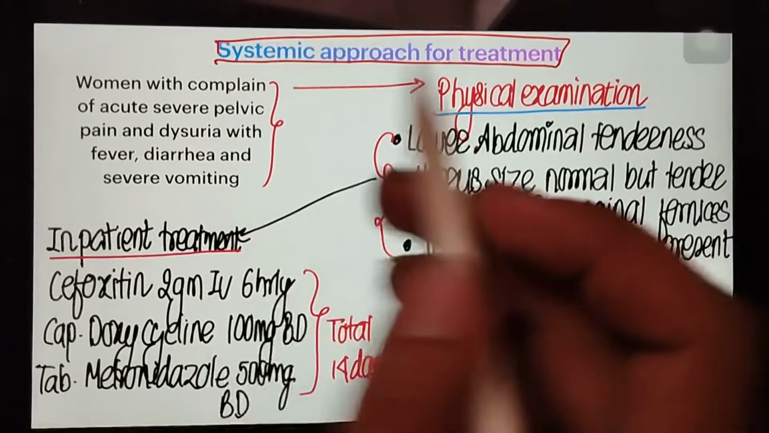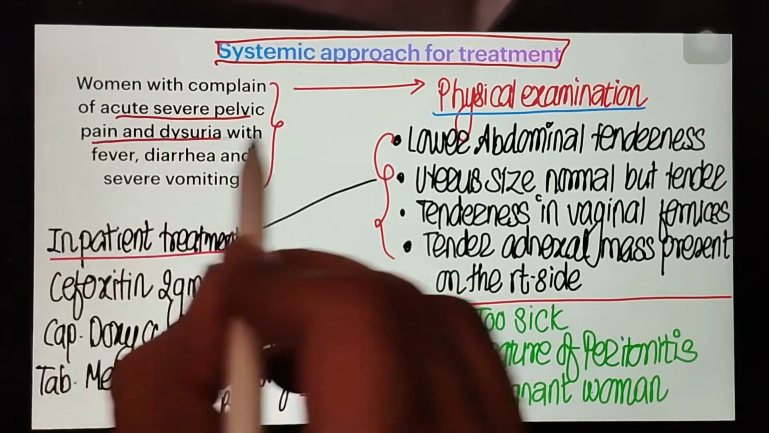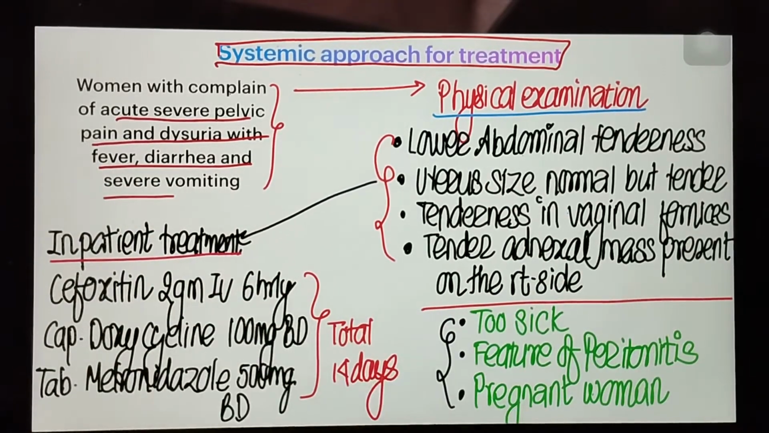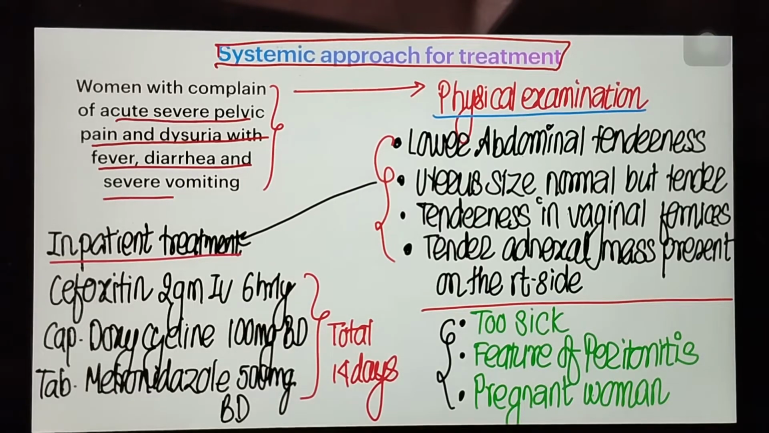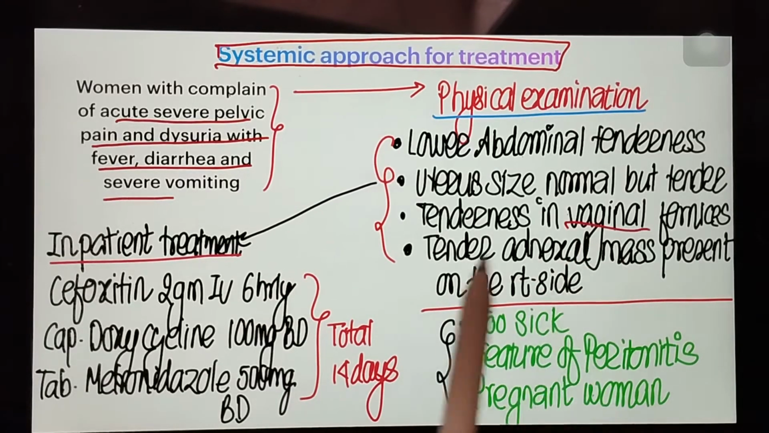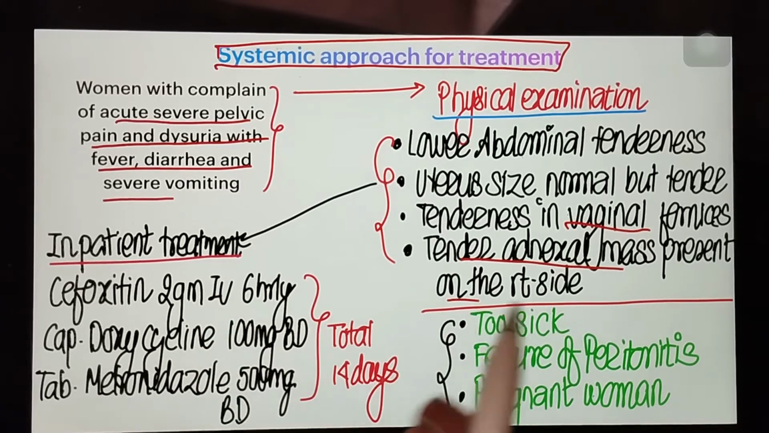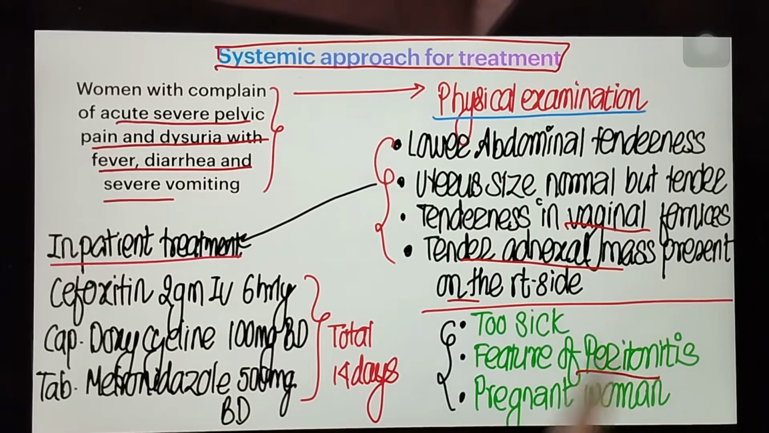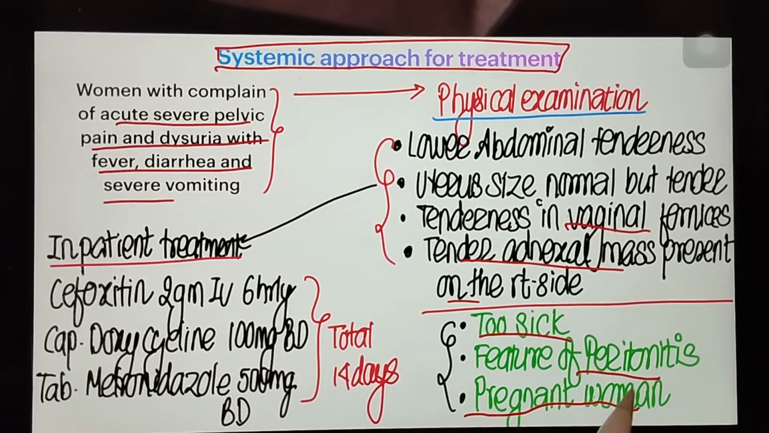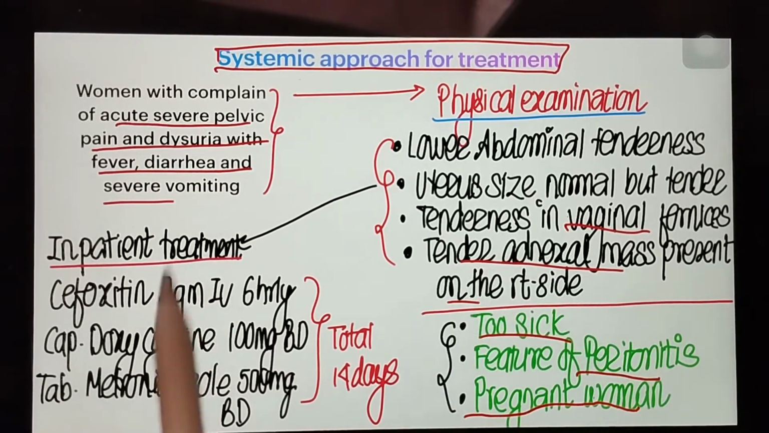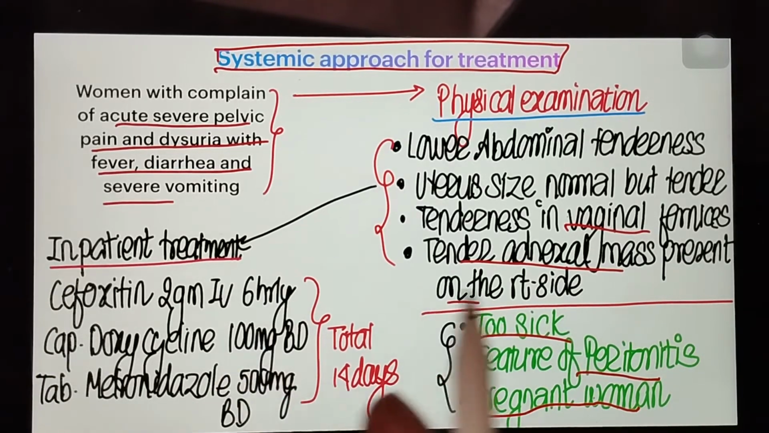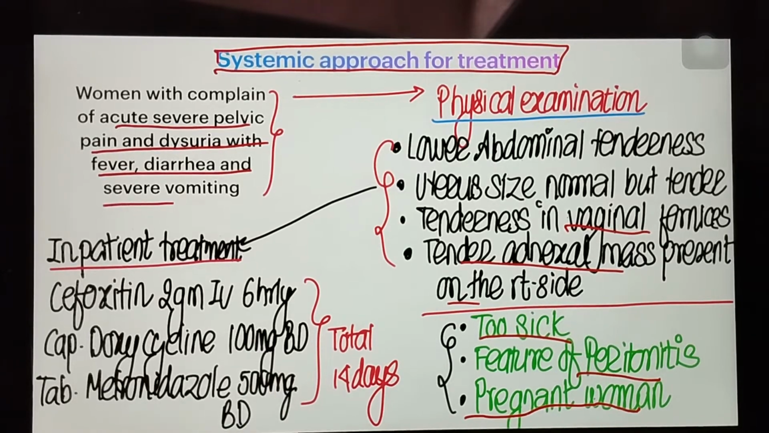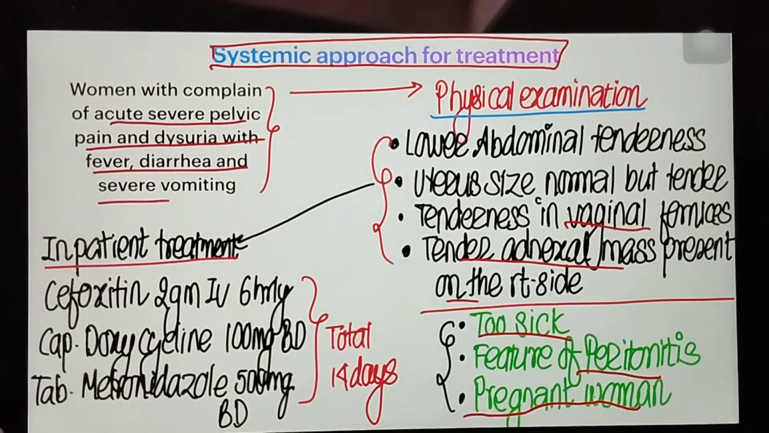Women with the complaint of acute severe pelvic pain and dysuria with fever, diarrhea, and severe vomiting. The physical examination shows lower abdominal tenderness, uterus size normal but tender, tenderness of vaginal fornices, tenderness of adnexal mass. If there is a suspicion of peritonitis and the patient is too sick, or is a pregnant woman, then we have to admit the patient. But if these conditions are not fulfilled, then we give the medicine and send the patient home.